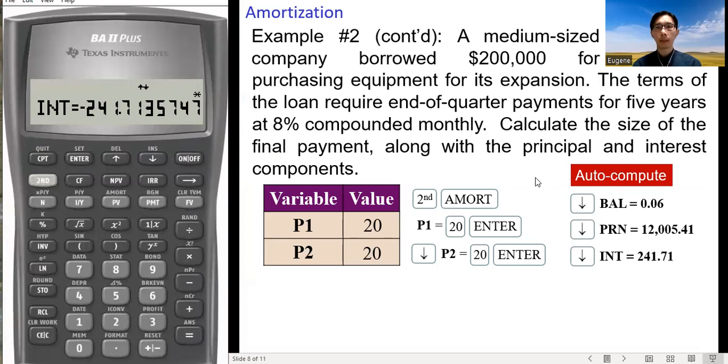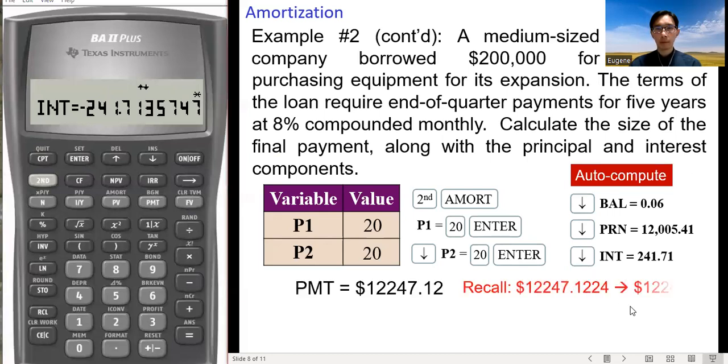For the final payment, if BAL is not 0, we need to make adjustment. Recall we have rounded the numbers regarding the quarterly payment to 2 decimals. Originally, the value is $12,247 and then 0.1224. We round it to 12 cents. This is an underpayment. So the size of the final payment should be adjusted upward.